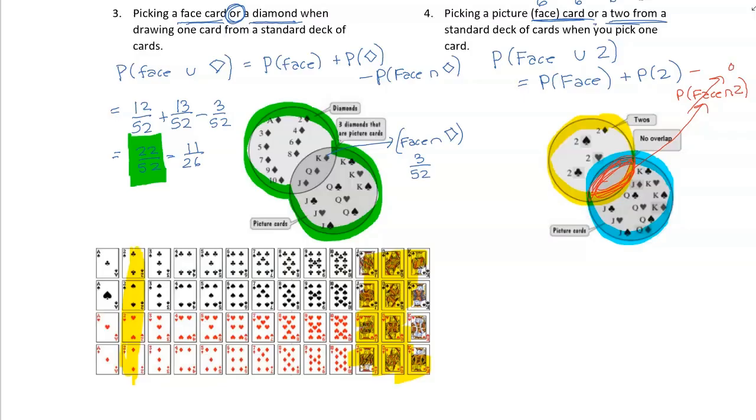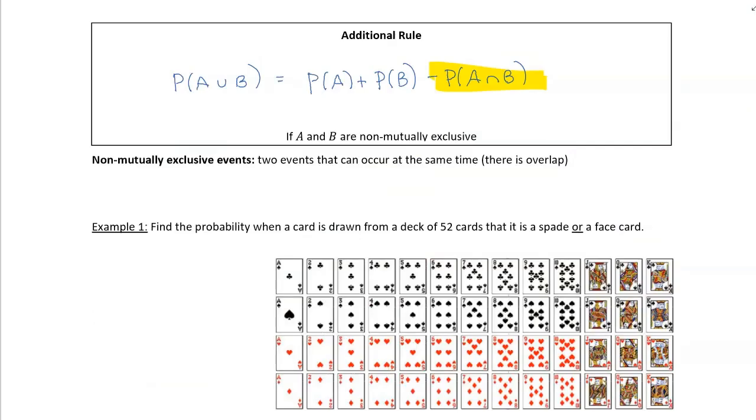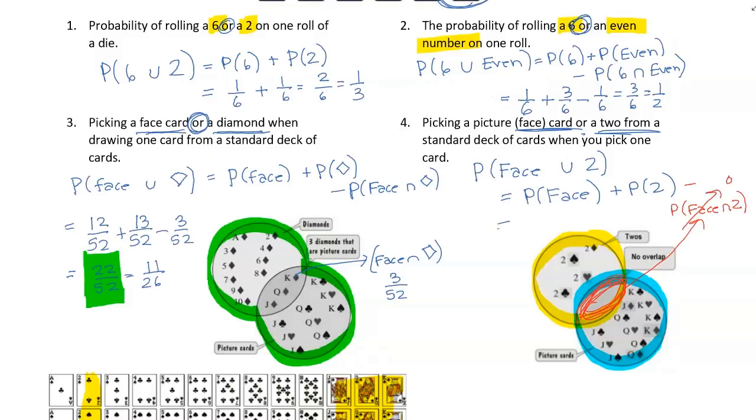So sometimes I like to just always start off with the addition rule for non-mutually exclusive events, knowing that sometimes the intersection will be 0. If you want to memorize them differently and figure out if it's mutually exclusive or non-mutually exclusive, that's totally fine. Everyone has their own way of looking at these problems. So let's finish this up.